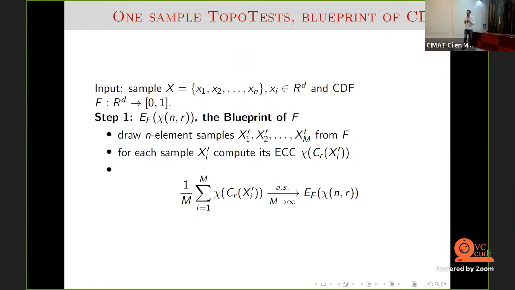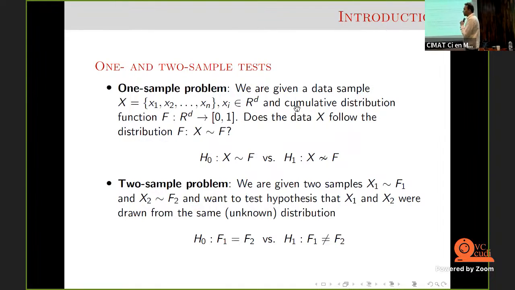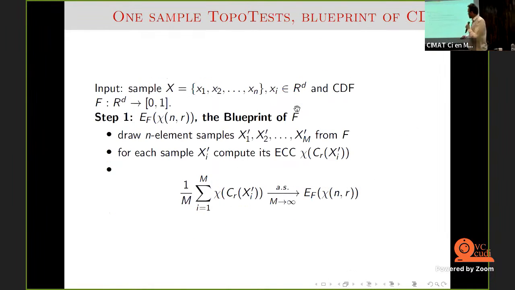But topological methods don't care about complexity. Let me present to you the topological goodness-of-fit test, or as we call it, the triple test. Essentially, the setup is exactly what is in one-sample testing: a collection of points, and you have a cumulative distribution function. And you have H0 and H1 stated right here. Let's think about those data as really damage. So in step one, we are building a blueprint for this cumulative distribution function.